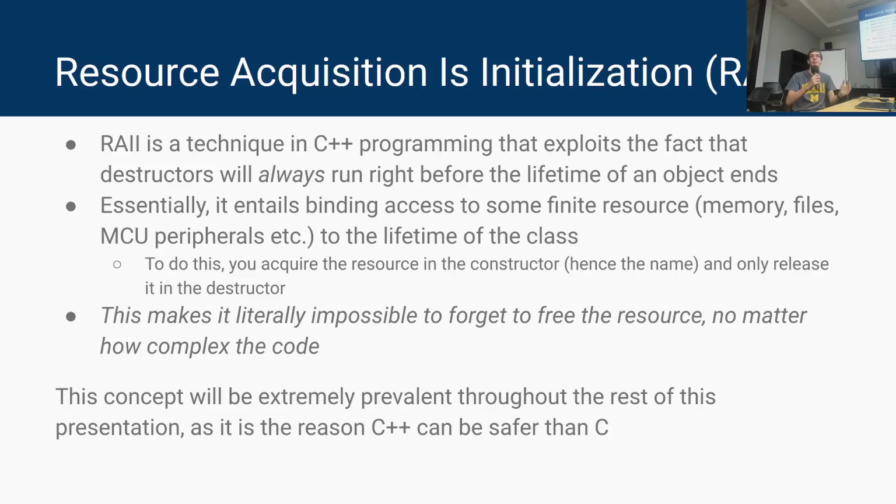So the resource acquisition is initialization pattern is, let's say I want to have a file handle to something. You would get that file in the constructor to guarantee you own that file. And then in the destructor, you would release that file handle. So the idea there being you can never forget to close that file. And that's the motivation. This applies to a ton of things. This could be a mutex, this could be a file, this could be memory, this could be a peripheral on a microcontroller.